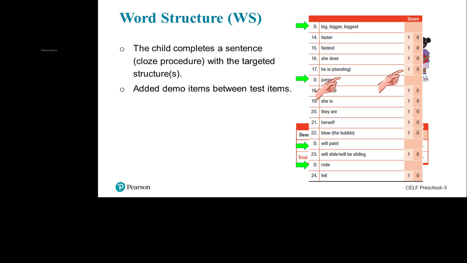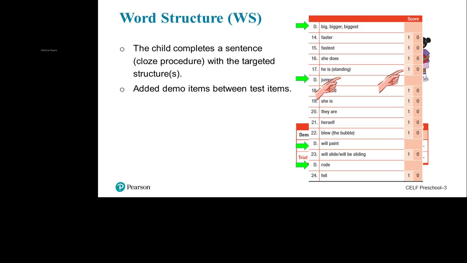For the word structure subtest, the child completes a sentence using a closed procedure with the targeted structure or structures. The subtest requires a verbal response. So this is what you're going to find on the record form for responses. Also, administration directions were added for the demonstration items between test items in the word structure subtest to improve a child's understanding of the expectations of the task.